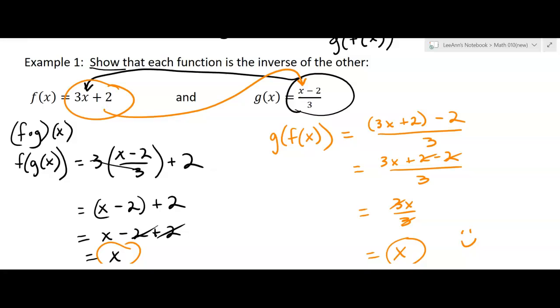And sometimes, you know, they could give us two functions and say, hey, we don't know if they're inverses or not. Can you see if they are? Well, then you run the same test.